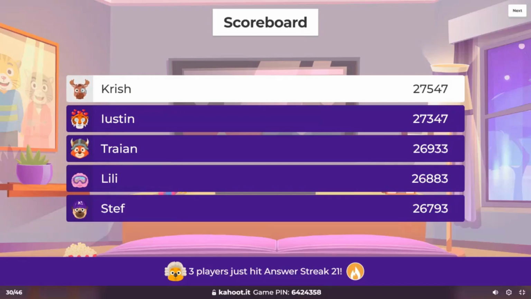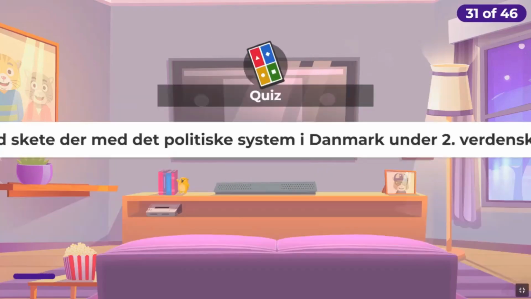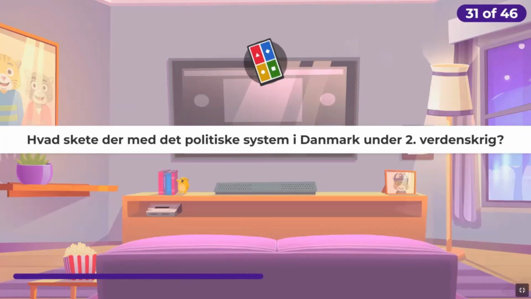3 players just hit an answer streak of 21. Wow. Round of applause. You've seen this before as well.